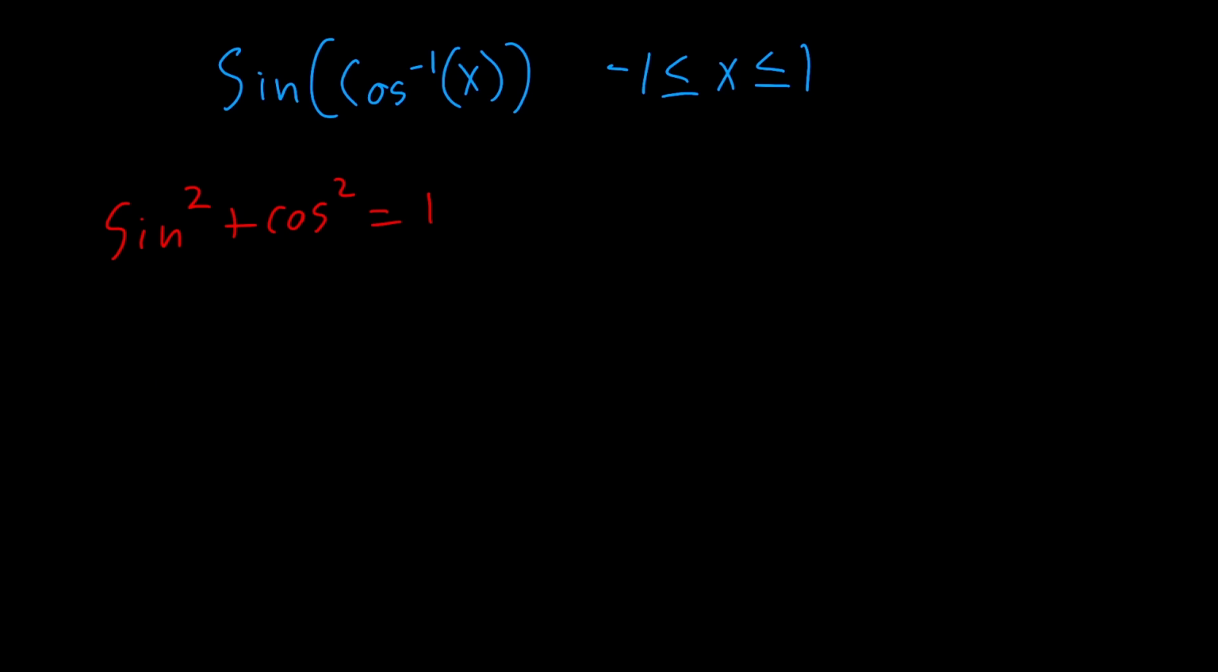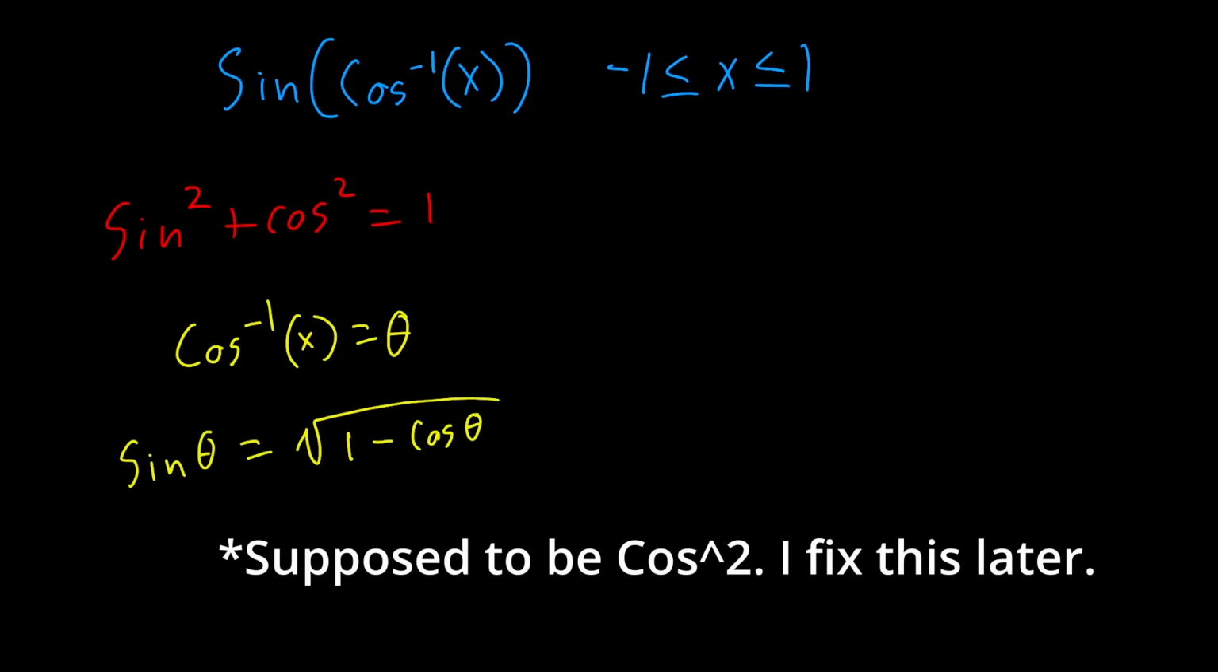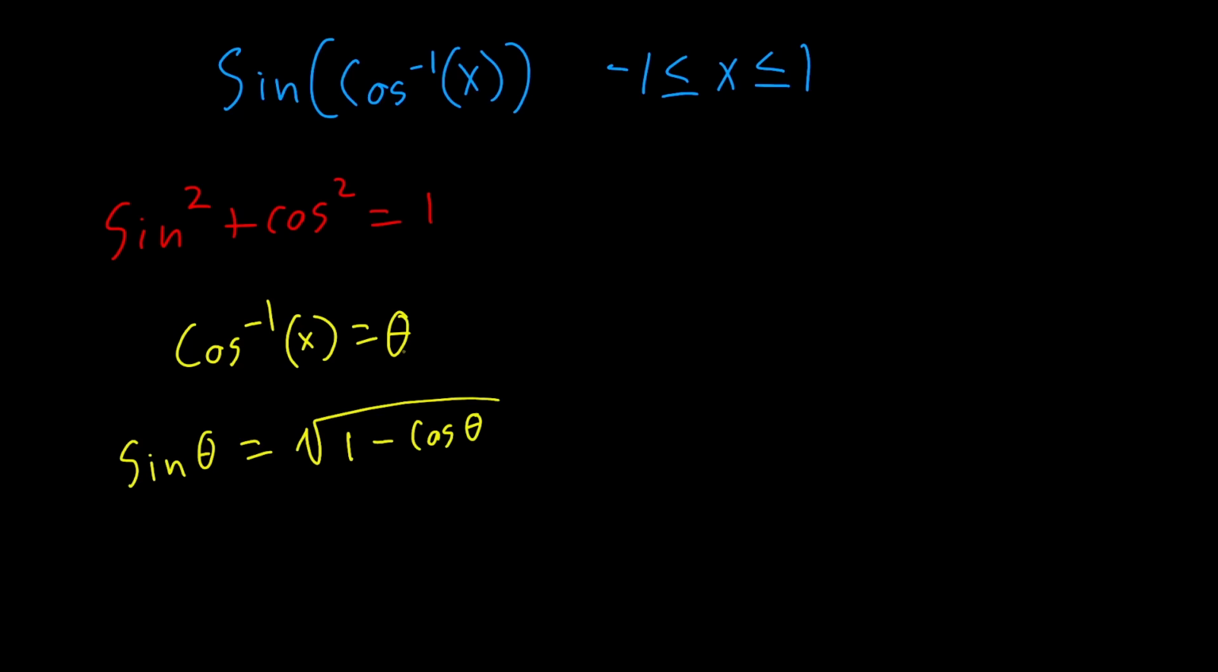Arc cosine of x is equal to theta. Now we also know from our Pythagorean identity that sine of theta is equal to the square root of 1 minus cosine squared theta. Finally, since we know arc cosine of x is equal to theta, this means that the cosine of theta is equal to x. Because remember, these are inverses of each other, they undo each other.